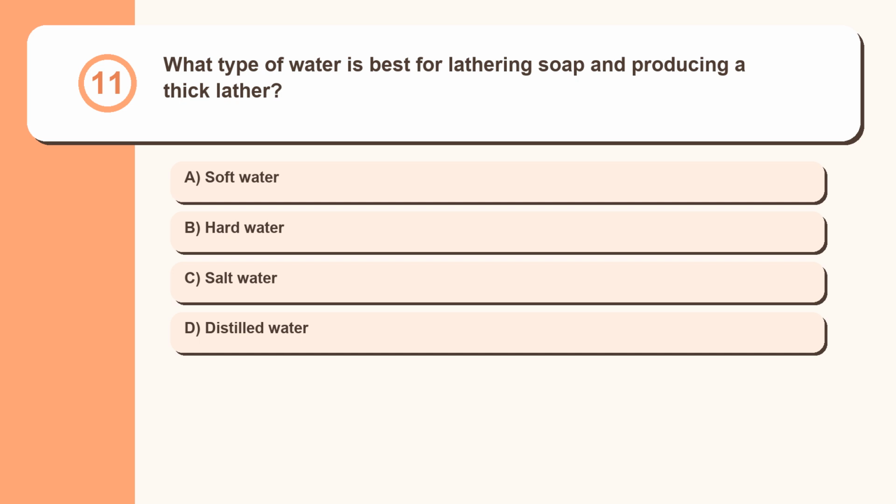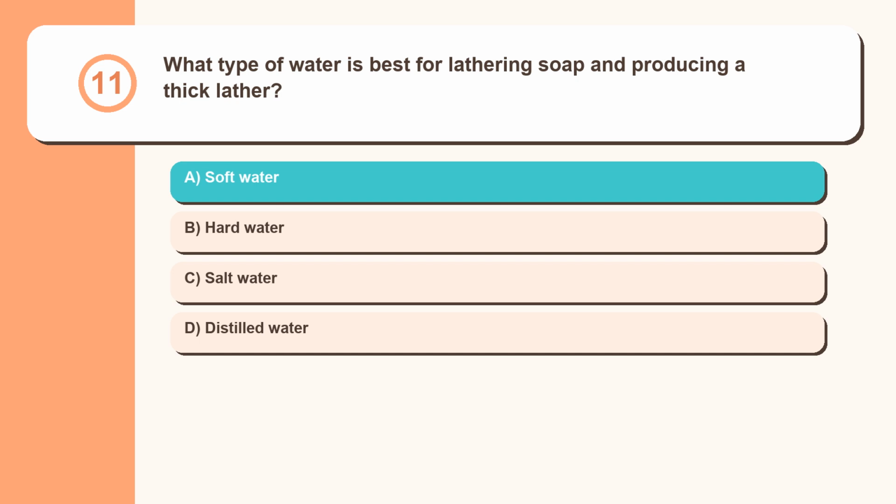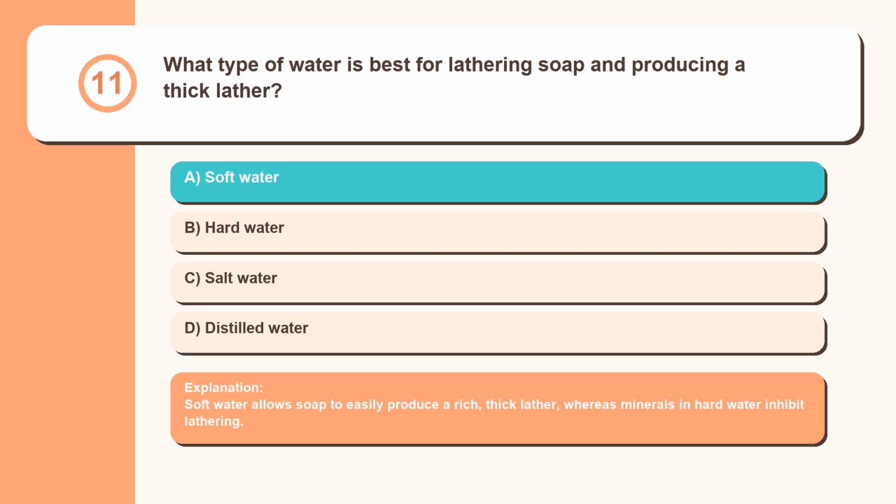Question 11. What type of water is best for lathering soap and producing a thick lather? Soft water, hard water, salt water, distilled water. Soft water allows soap to easily produce a rich, thick lather, whereas minerals in hard water inhibit lathering.